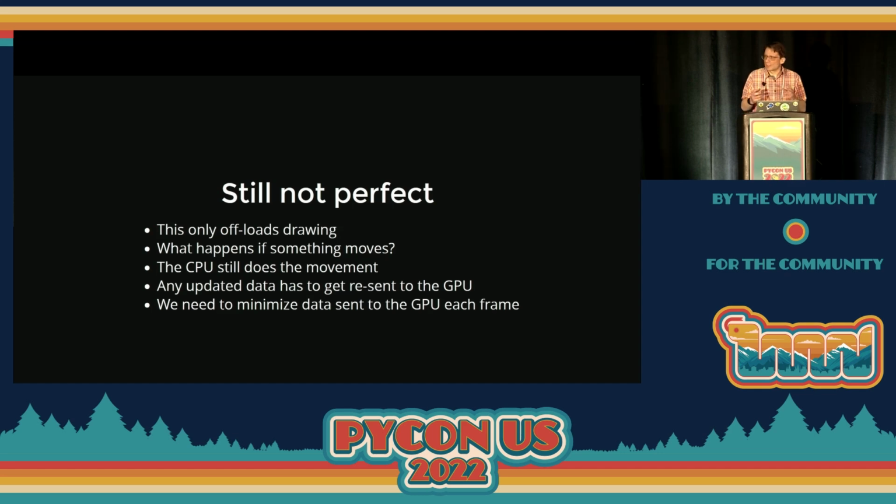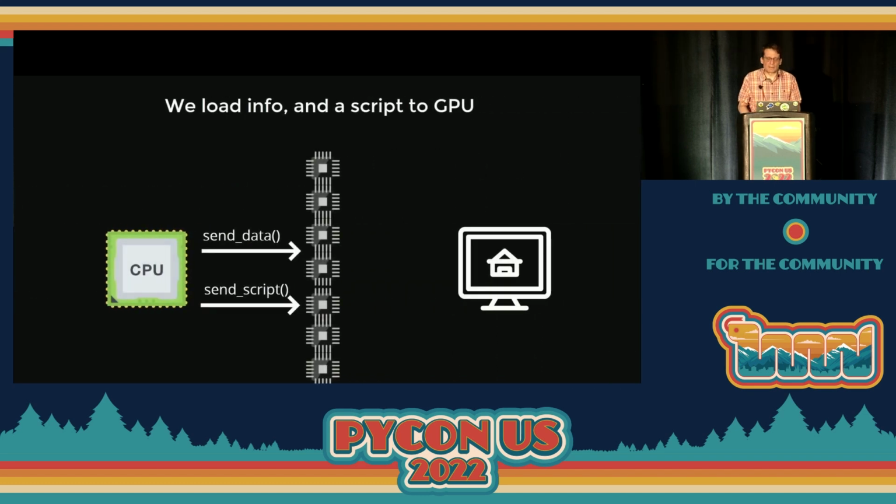But what we really would like to do is minimize that amount of data that's being sent to the graphics card. And we can do that by upfront not only sending data to the graphics card, but sending a script. So we can automate any sort of calculation that we can, and if we can do that script on the graphics card instead, then that's stuff that our CPU doesn't have to do.